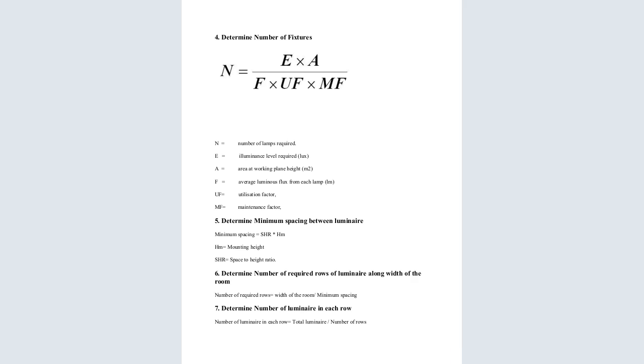So I said this is the formula that we are going to use. N is the number of lamps required. E is the luminance, that is the level required, that is the lux. And we said that the first step in calculating this is calculating the lux, and then A is the area of the working plane in meters squared, and then F is the average luminous flux from each lamp, that is in lumens, which is normally given.